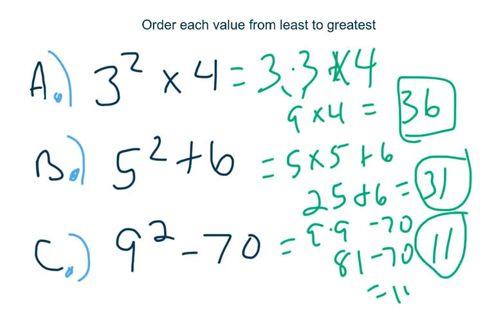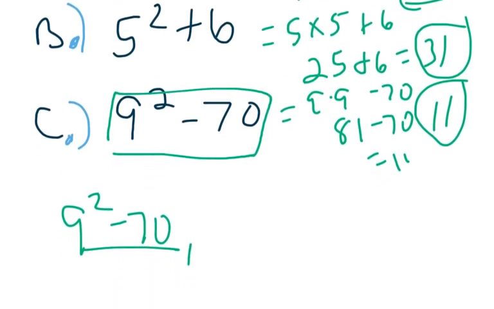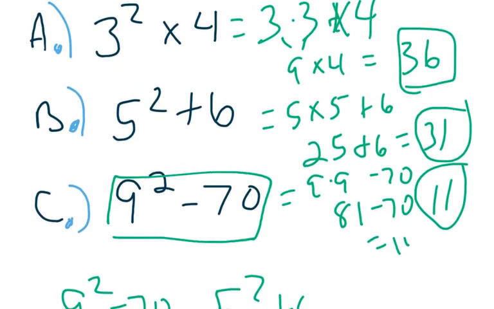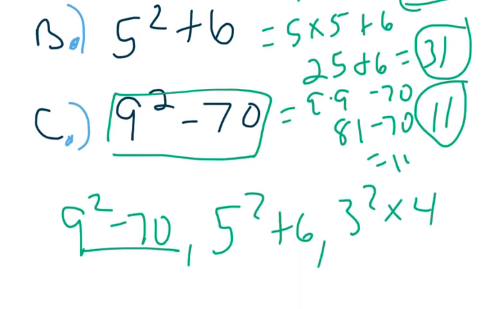All right. And then you would have to write them out. Now, normally when you write them out, you usually put them in order least to greatest. And usually you're going to write them out with the original term. So to put them in order, I'd write 9 squared minus 70, plus 5 squared plus 6, plus 3 squared times 4.